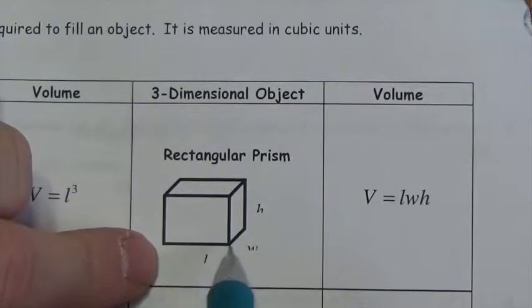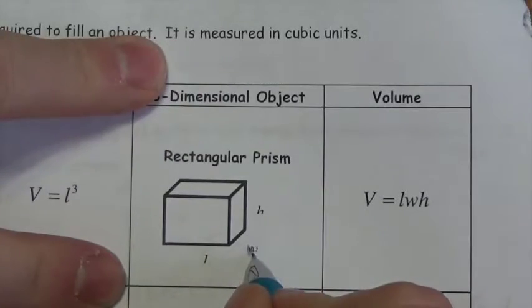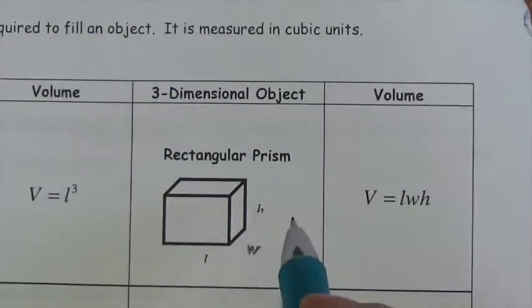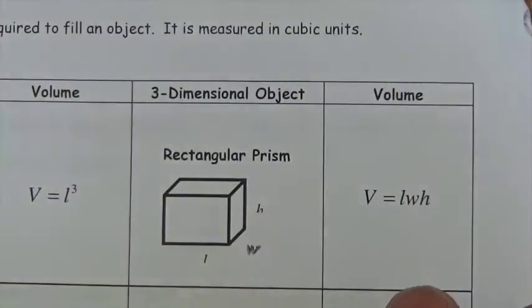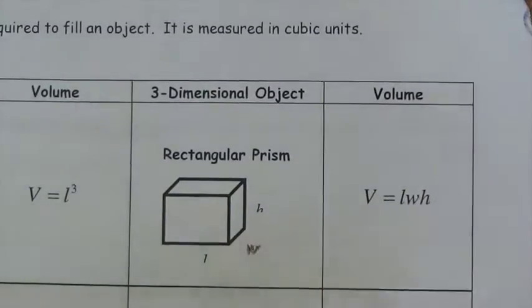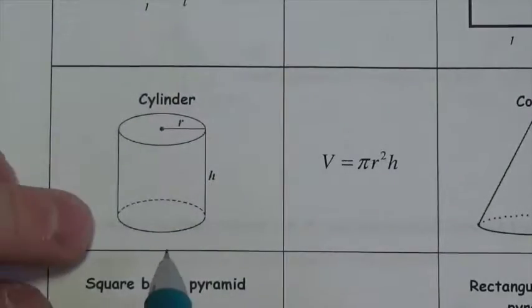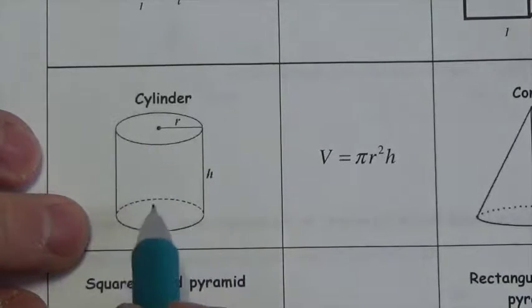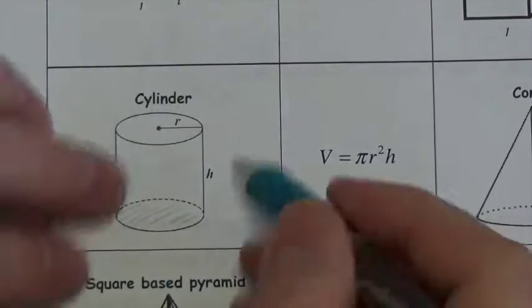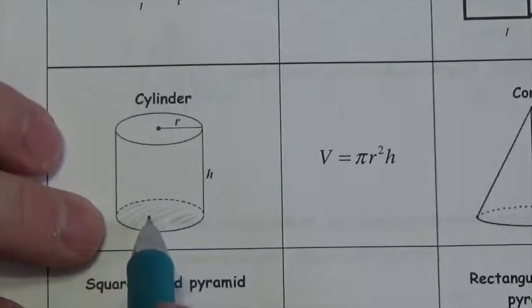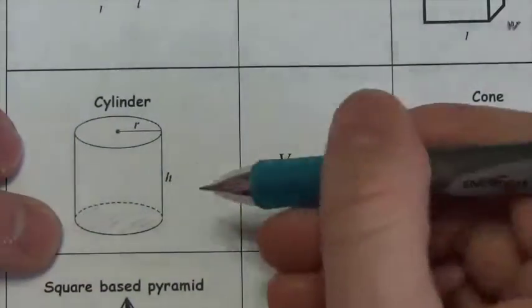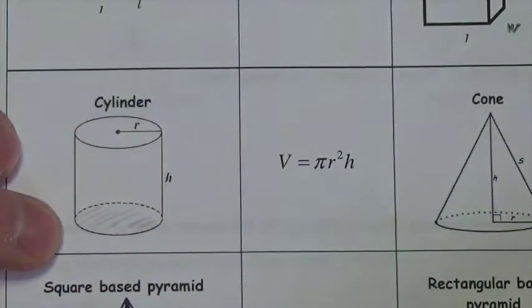Now think about this. Length times width is the area of the base. So we're simply multiplying the area through by the height. That's all we ever do here. Length times width times height. Cylinder, same sort of thing. We take the area of the base and we're going to multiply through by the height. So the area of this thing is going to be pi r squared, and then we simply multiply by the height to get the volume.